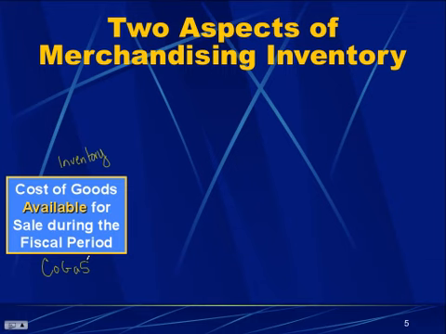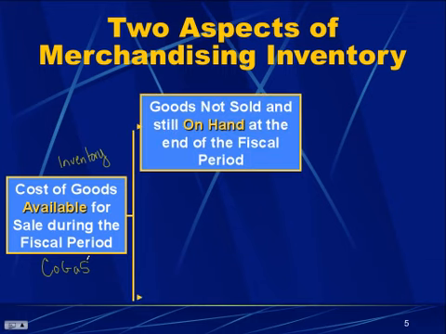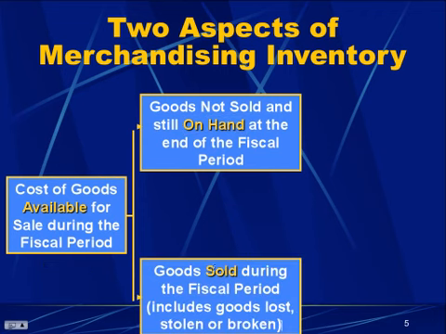So what is this made up of? Well, you're either going to sell it or still have it. So goods not sold are on hand still at the end of the fiscal period. However, the goods that were sold during the fiscal period are now sold. Okay, and this includes stuff that gets lost, stolen, or broken. Okay, we're going to talk about this too.